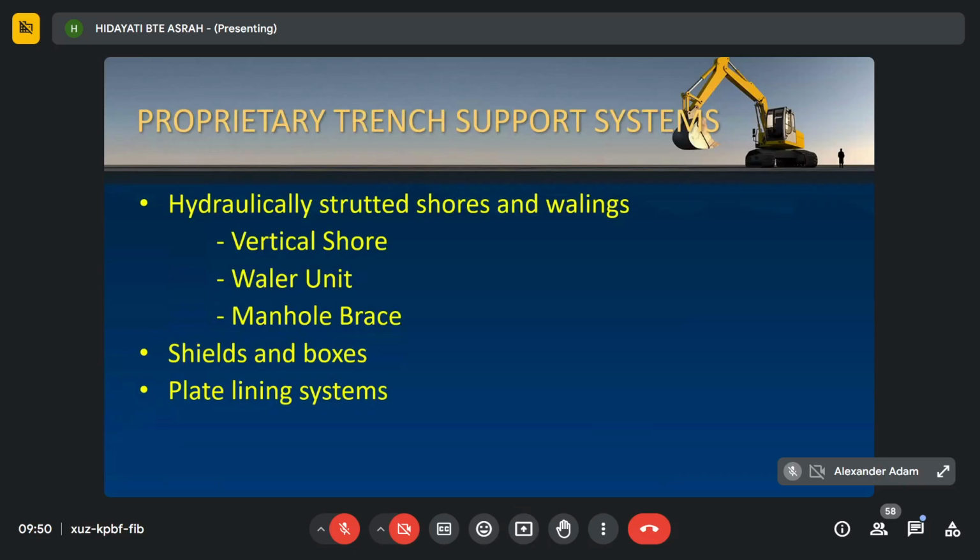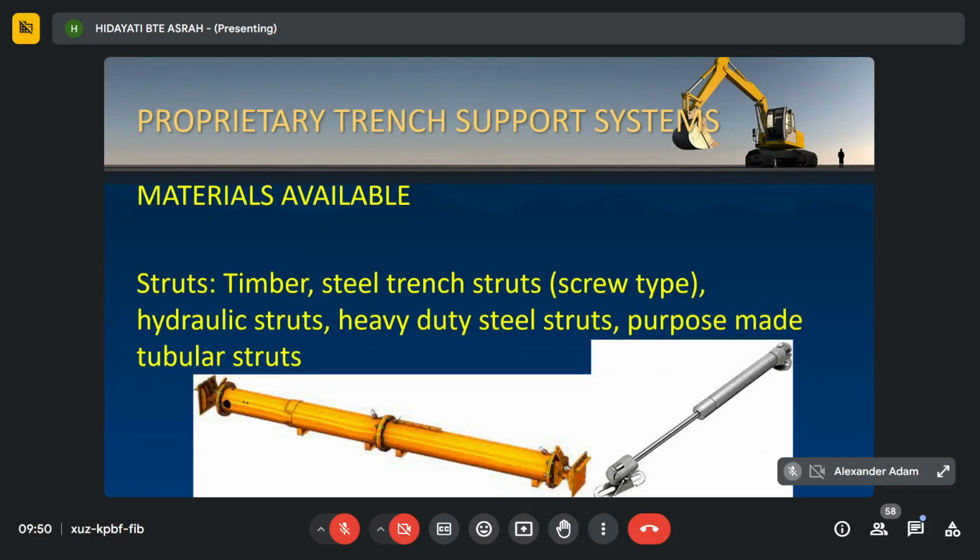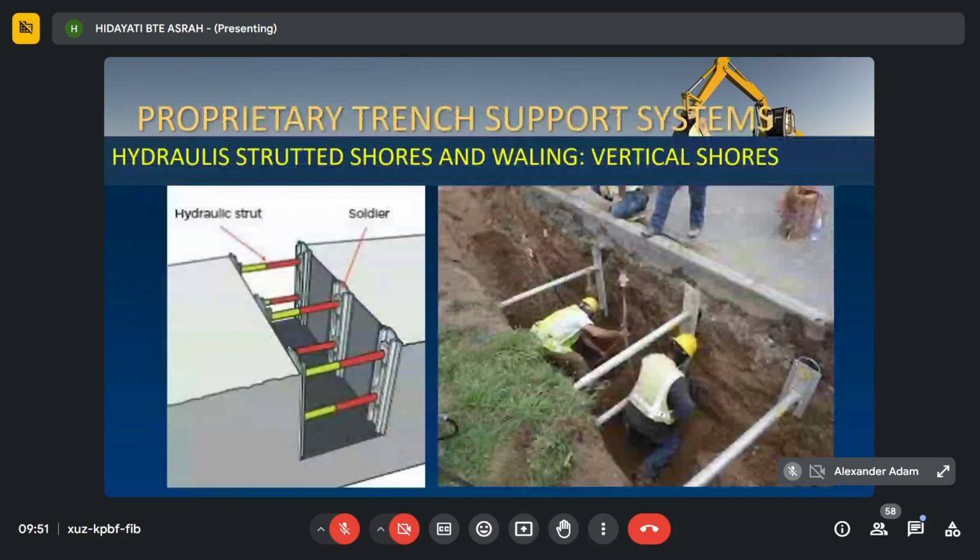So this is actually the type of support system where you use this equipment in timbering of your trenches. If you see here, this is strut. If you see from previous slides, we always see there must be strut in your timbering of your trenches. The strut can be made from timber, steel. It also can be in the form of hydraulic strut, heavy duty steel strut, and so on. So there are many types of strut. And this is an example of hydraulic strut for shores and walling.